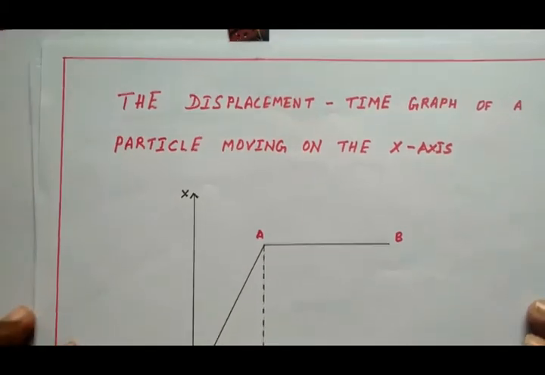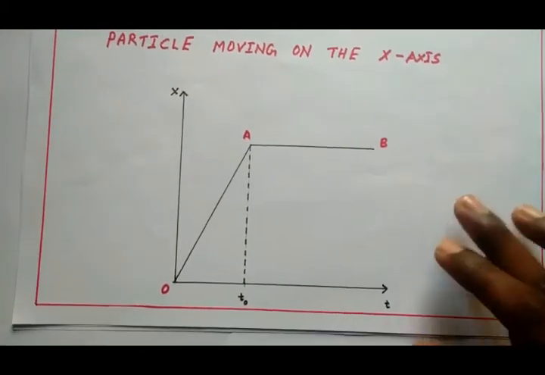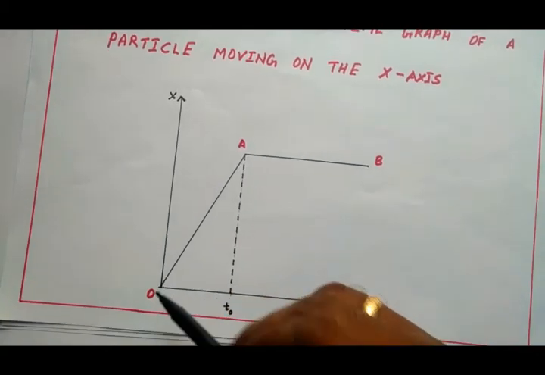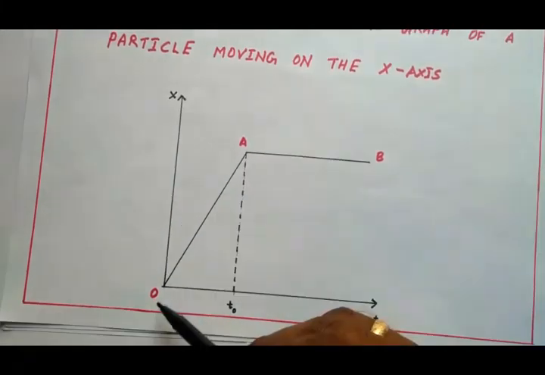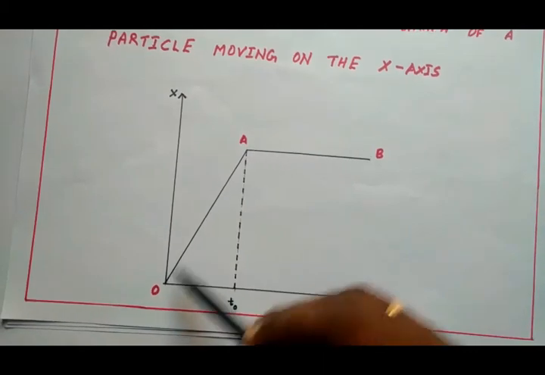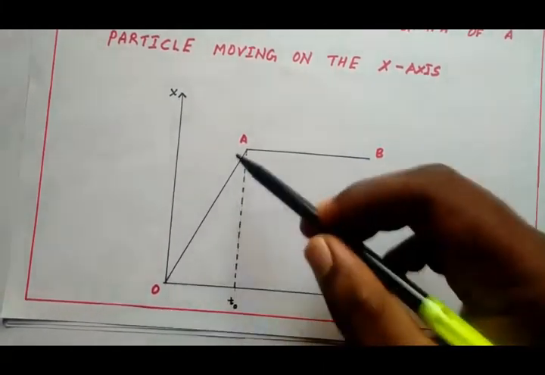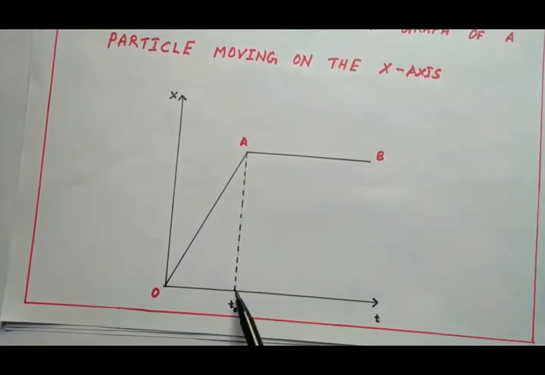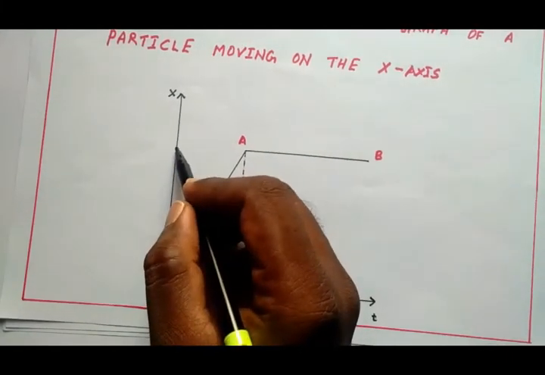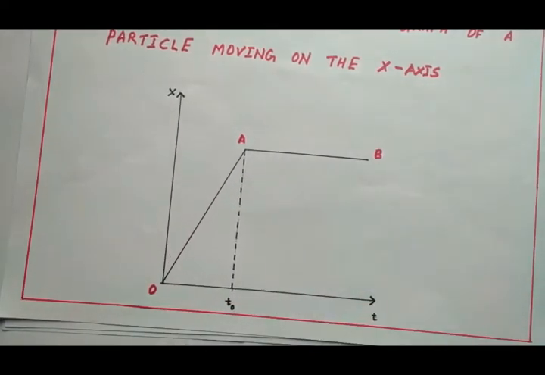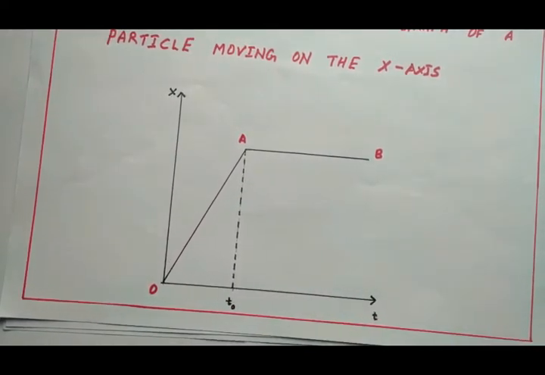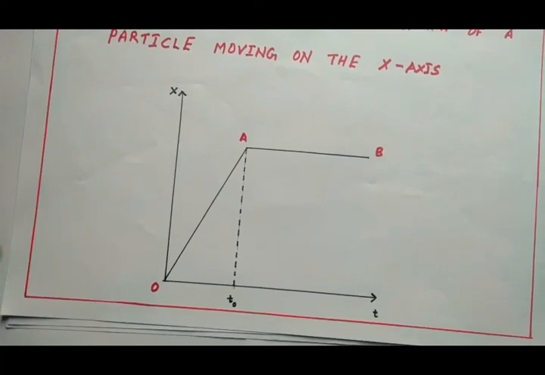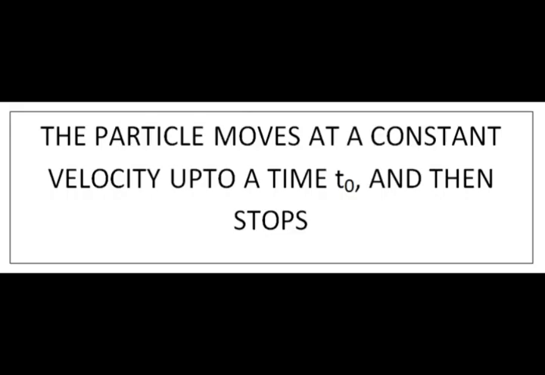In the graph, if you see the region OA, the particle is covering equal distance in equal intervals of time and the slope is also constant, so it's a uniform motion up to a value called t0, that is, for the time interval of t0. After the time t0 the particle comes to stationary and doesn't move at all. A constant velocity up to a time t0, and then it stops.